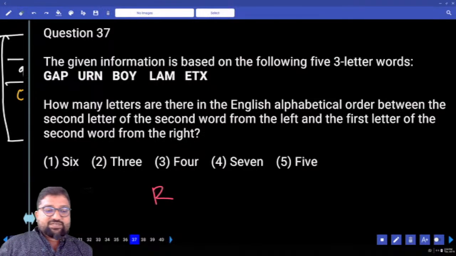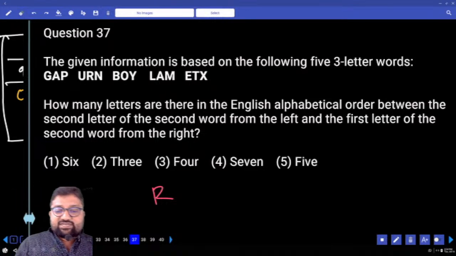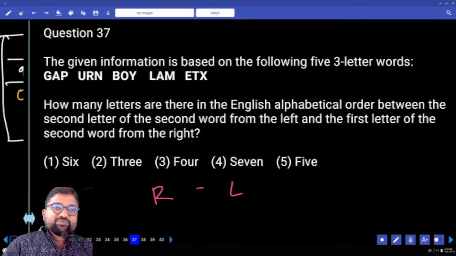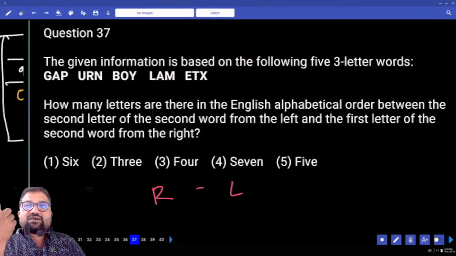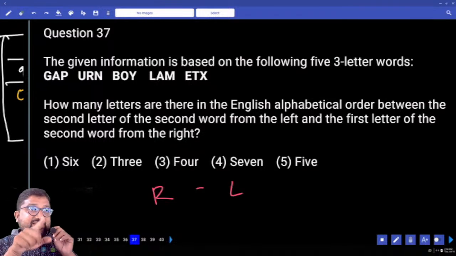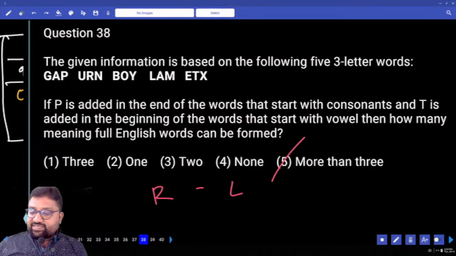And the first letter of the second word from the right. What is the second word? LAM. The first letter is L. In between R and L, you know what to do. Place values: L is 12, R is 18. 12 plus 6 is 18, but the number of letters in between them is 5. So option 5.